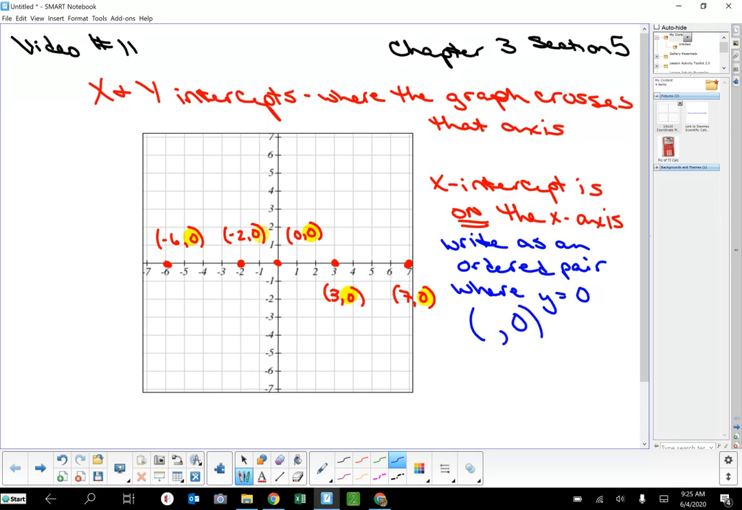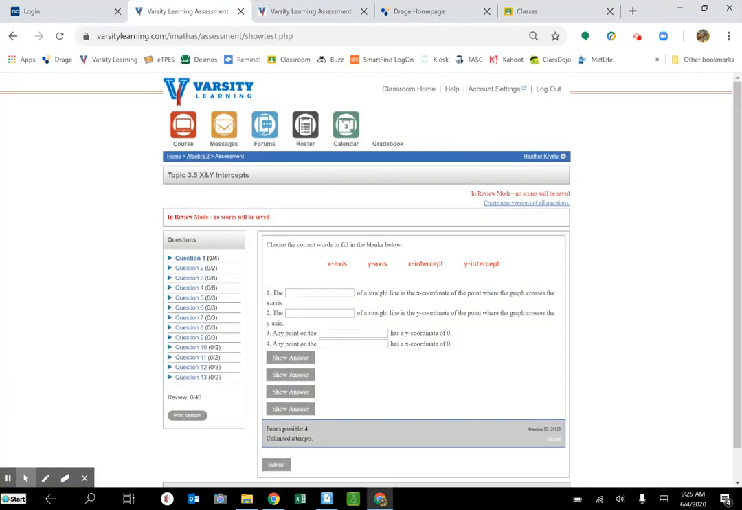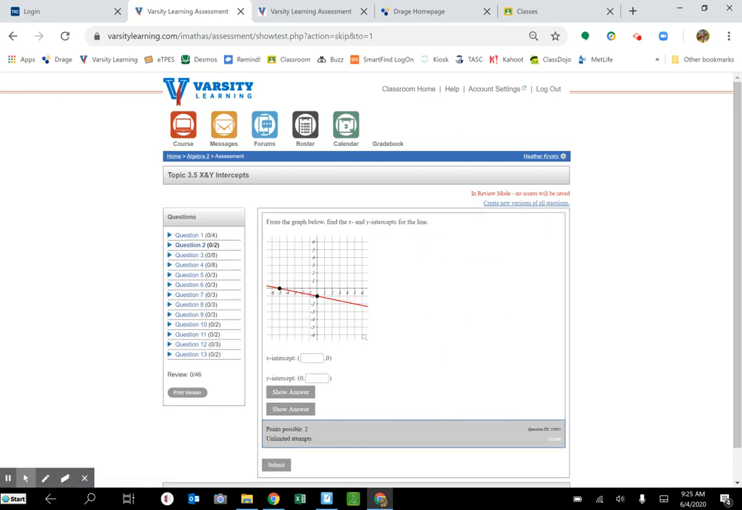Okay? And let me just take you out to varsity real quick. There are some questions in here. I like question 2, I think, where it's going to give you a graph. It'll give you some intercepts. Now look down here. It tells you only have to put the x part in. The y part already says that it's 0. Okay? For the y-intercept, the x part's 0. You have to fill in the y part.